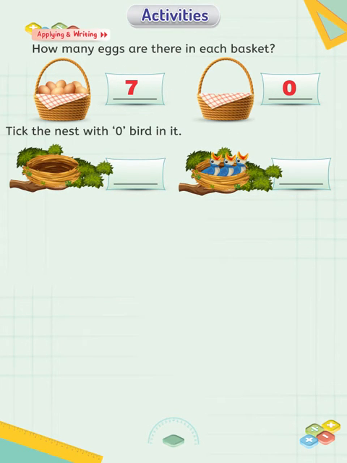Tick the nest with 0 birds in it. You see 2 nests here. From the left, there are no birds in the first nest. In the second nest, you see 3 birds. Hence, you have to tick the first box.